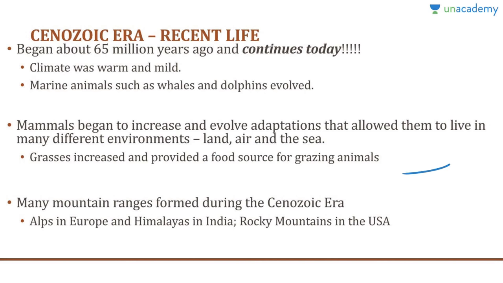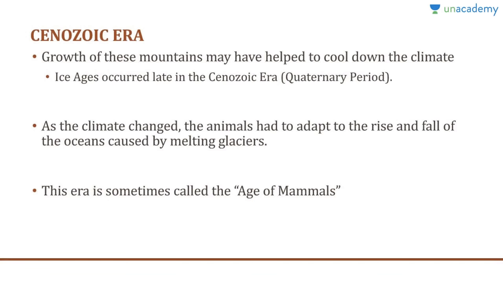Apart from this, many mountain ranges were formed during this Cenozoic era. For example, the Alps in Europe, the Himalayas in India, the Rocky Mountains in USA. The growth of these mountains might have helped to cool down the climate. It is said that the Ice Age occurred late in the Cenozoic era. There is a period within the Cenozoic era, the Quaternary period, in which ice ages might have occurred. Gradually the climate changed, and the animals started adapting to the changing climatic conditions.